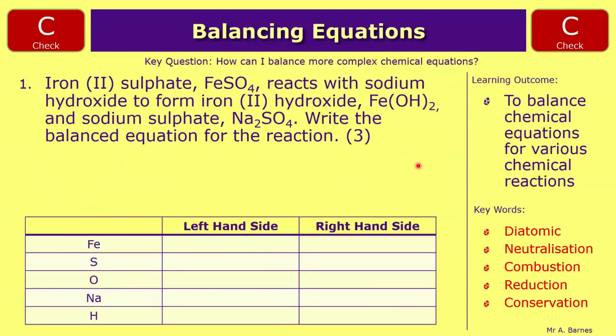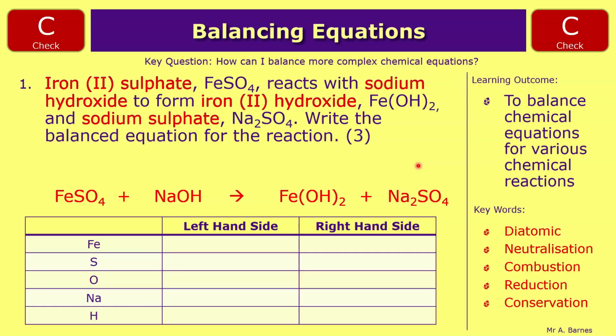Right, let's have a look then. So we'll start off with question 1, which is iron sulphate, FeSO4, reacts with sodium hydroxide. Now that's one of the ones that you're expected to know from scratch, so they may not give you that in the exam, which is NaOH. So learn that sodium hydroxide is NaOH. And it forms iron hydroxide. They've given you that as Fe(OH)2, and then sodium sulphate, which they've also given you as Na2SO4.